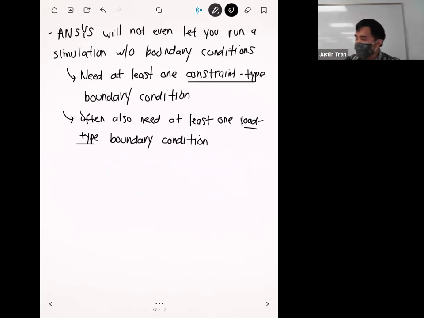Okay. And so what we're going to do next is I'm going to go over the two different types of boundary conditions. Okay. And so there are constraint type boundary conditions and loads. And so I'll describe what those are, and what effects they have on the solution. Okay. All right. So let's start with the constraint type boundary conditions.